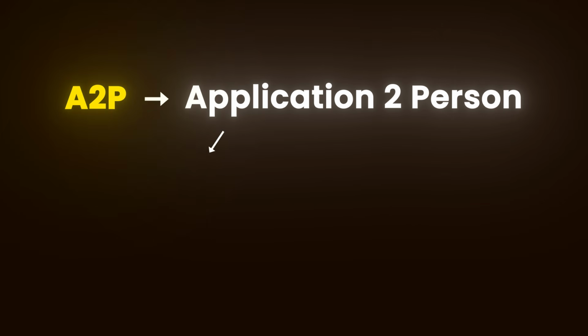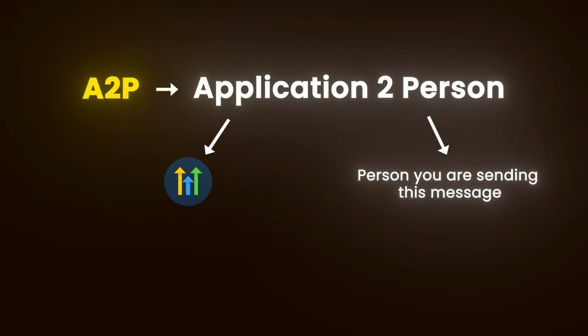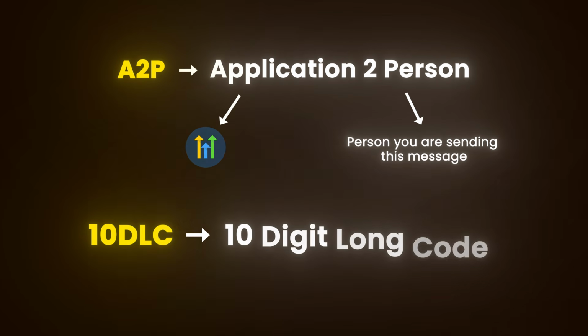Here, A2P stands for application to person. Application means GoHighLevel. Person means the number you're sending the message to. And 10DLC is basically 10-digit long code. So this is a registration process to get your phone number that you have inside your GoHighLevel SMS enabled.